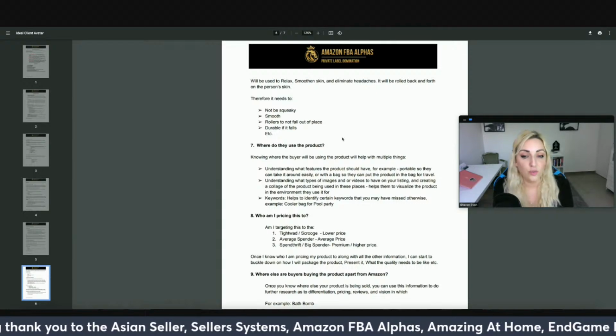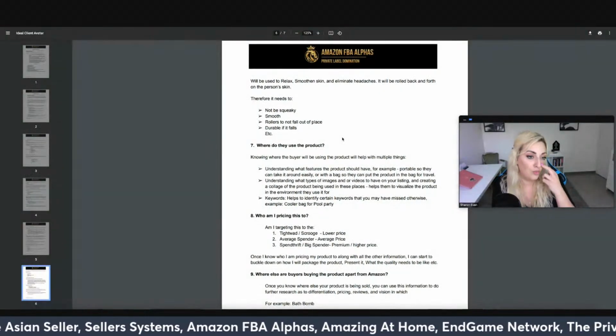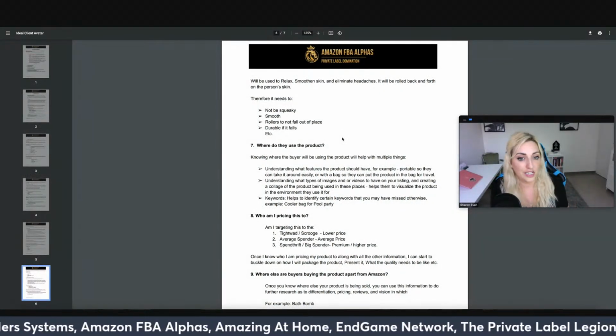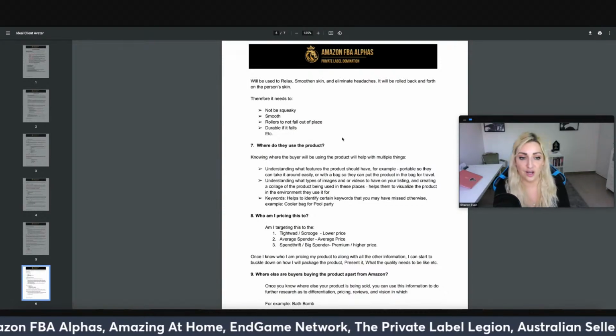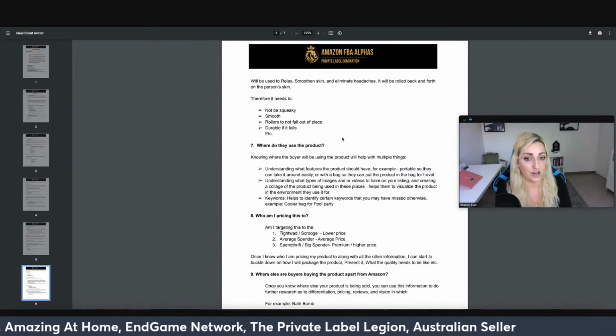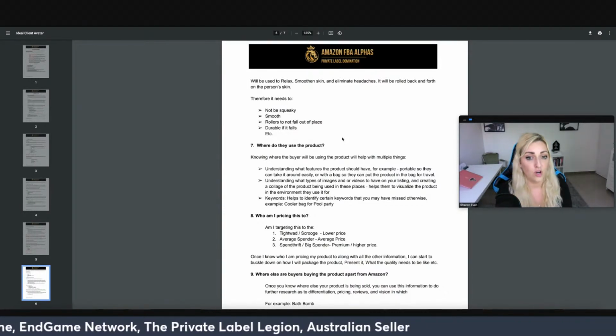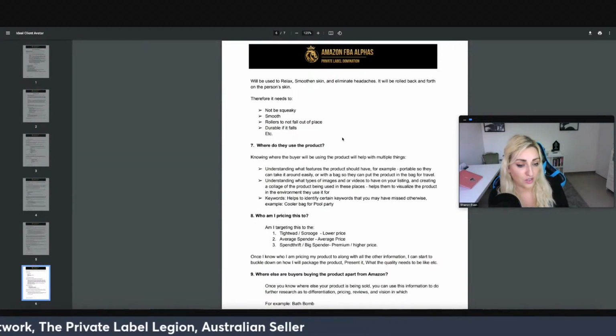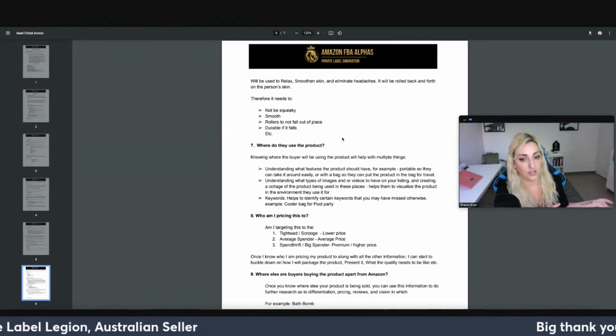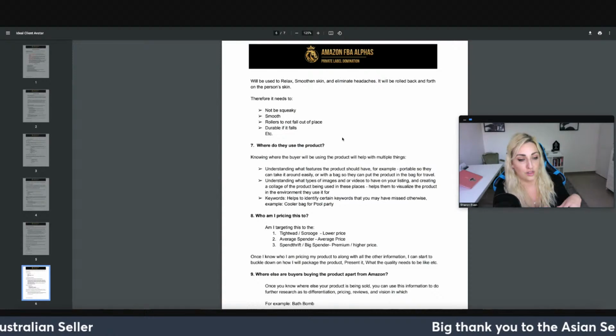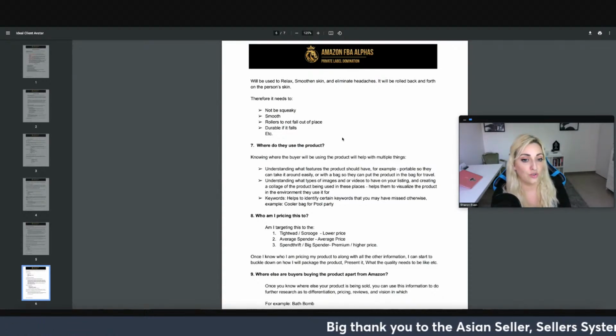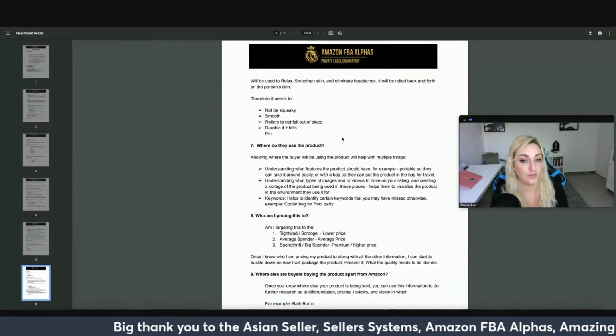Where do they use this product? Knowing where the buyer will be using the product will help with multiple things. One, understanding what features the product should have. For example, if it's portable, so they can take it around easily with them, or have an extra bag, like a travel bag, they put the product in. Two, understanding what types of images or videos they need to have in your listing. Creating a collage, for example, with the product being used in these places.